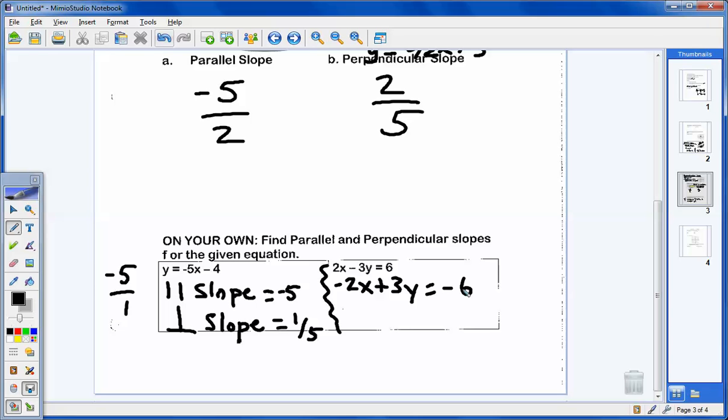Next one. Move the -2x to the other side. Aerosmith sang a song that said, "Take me to the other side." Well, okay, then never mind. Too old for you.